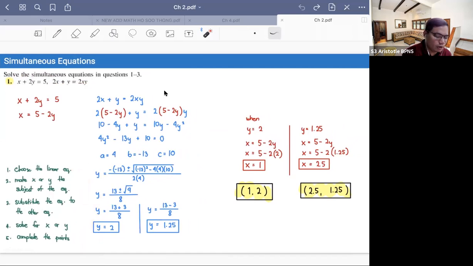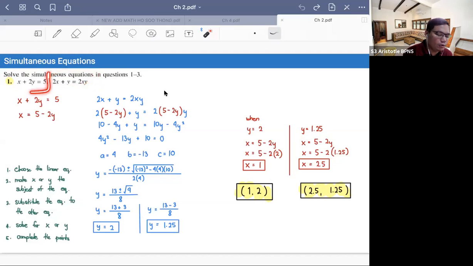First, you choose the linear equation. The linear equation is the one without any exponents or indices. So it's just x plus 2y equals 5. This is the linear. Now, this is the non-linear because this will create a curve instead of a line. You can use Desmos if you want to see it right away.